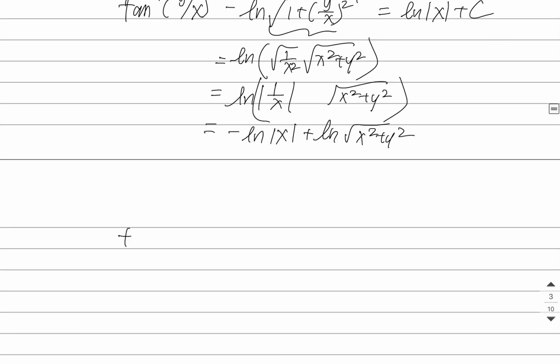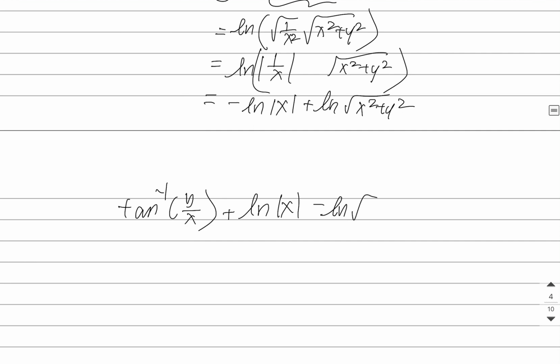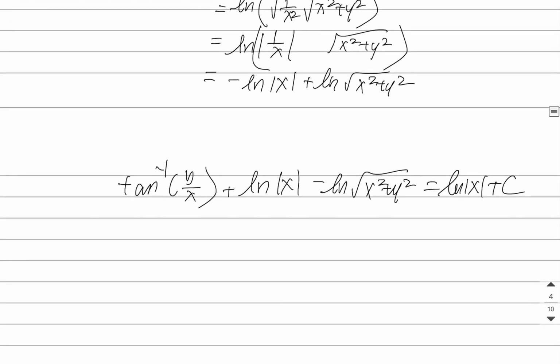So, tan inverse y over x, this is going to add up because there's a negative sign in front of this whole expression, minus this natural log of x plus a constant. Those terms will cancel out, and we will end up with tan inverse of y over x minus this stuff equals c.